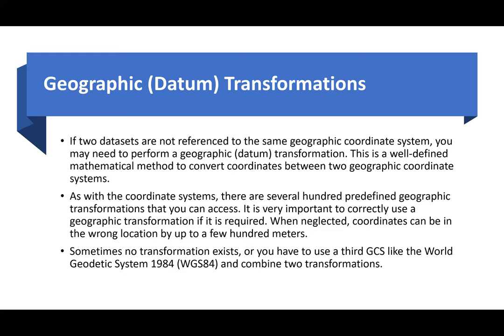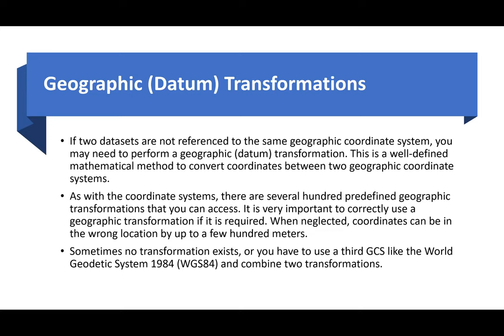Transformations. So if two data sets are not referenced to the same geographic coordinate system, you might need to perform something called a datum transformation, a geographic transformation. It's a well-defined mathematical method to convert coordinates between two geographic coordinate systems. Again, you don't need to know the math behind it because those mathematical calculations are built into your GISs.